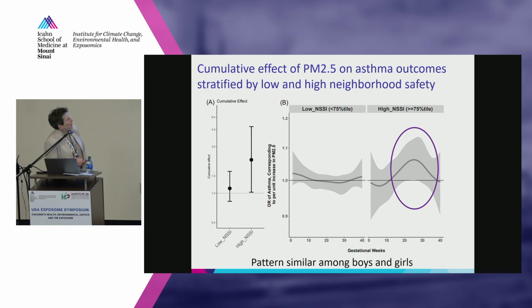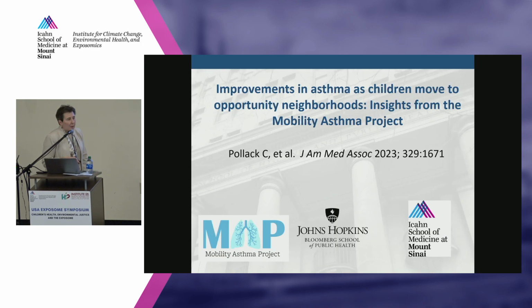And then we looked at cumulative effects of the PM 2.5 again, whether or not you lived in a safer neighborhood, the high NSI on the right, versus a less safe neighborhood. And you can see you can't really measure the effect of the air pollution if you have a toxic social environment. You can only see the effect of the air pollution on top of what's happening in the neighborhoods that have good social environment. So that tells you, well, what's the lever?